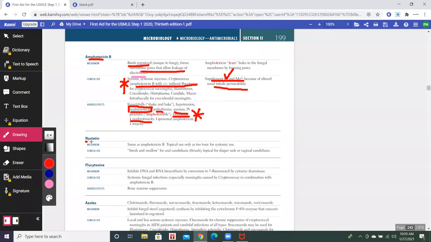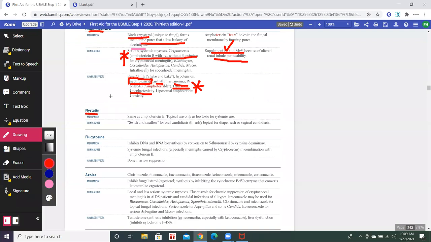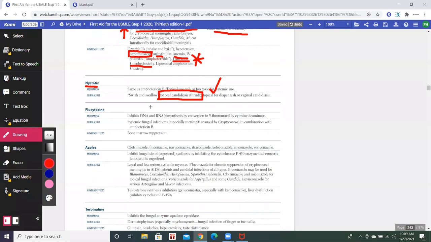Okay, now next one is nystatin. Nystatin is also a polyene. So if it's a polyene, then it works on the ergosterol and allows the leakage. So the same mechanism of action. The thing is, it also has topical use, okay? Now, the clinical use for nystatin is very famous for oral candidiasis. Oral candidiasis, we use nystatin. It's also used for diaper rash or vaginal candidiasis, but oral candidiasis is high yield. That's all you have to know over here.